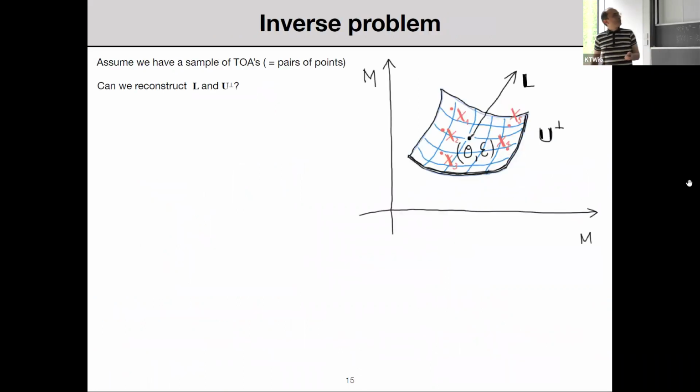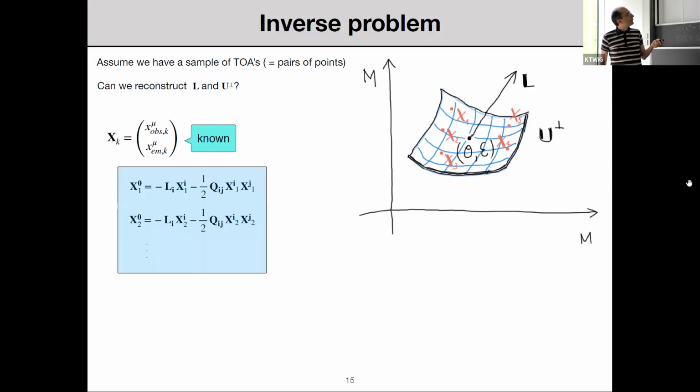Now, this is interesting, but what is also interesting is the inverse problem. So imagine that we have managed to measure a sample of times of arrival between various points. So in other words, we have a lot of points in M times M which we know correspond to pairs of points connected by a null geodesic. And we imagine we've got a lot of them. Using this data, can we reconstruct L and Q? The answer is yes, because that's basically the geometric problem of finding a quadric through a given set of points. And this is known to be solvable under certain subtle assumptions. I don't want to go into that.